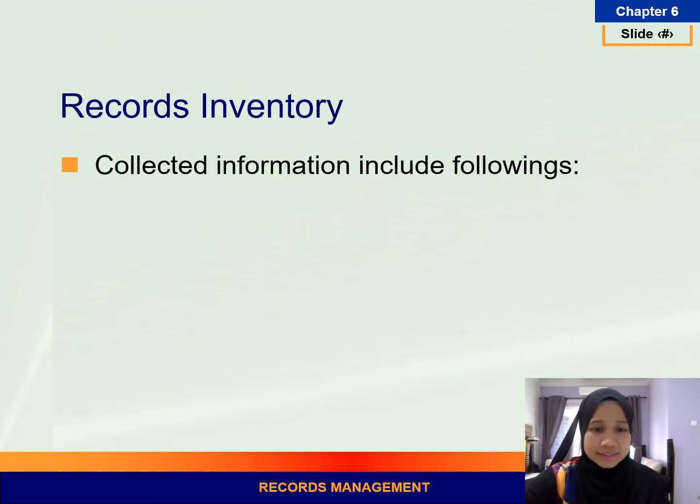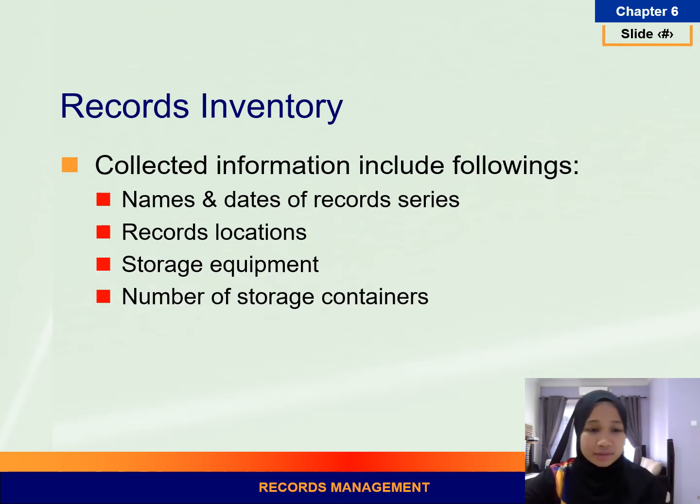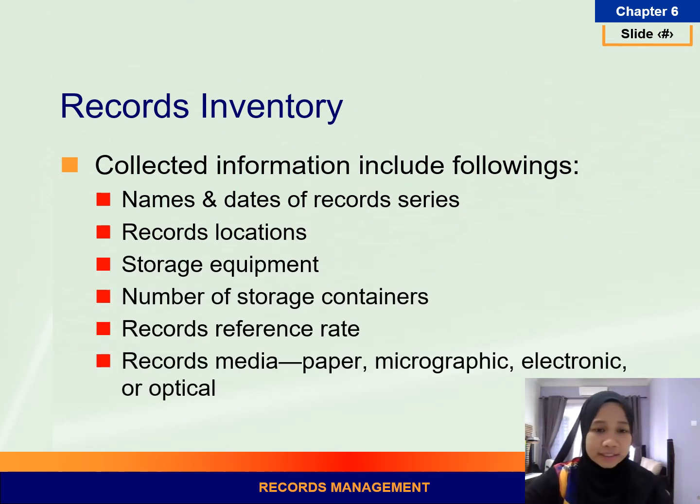Okay, so the collected information includes the following. Other information that it collects, which is name and dates of record series. Which is kalau record tu bersiri, record yang ada contoh fasa 1, fasa 2, tu kind of information yang dia akan simpan, collect dulu. Okay, records location, storage equipment, number of storage containers. Okay, record reference rate and record media, okay, which is dalam bentuk paper ke, micrographic, electronic or optical.